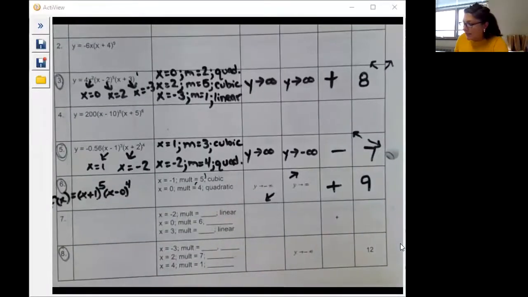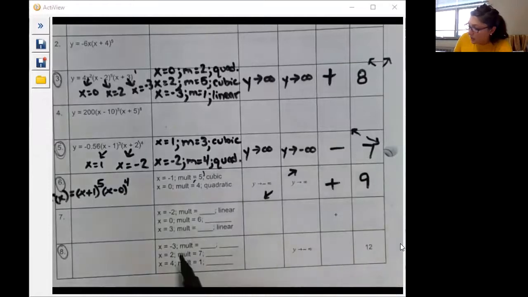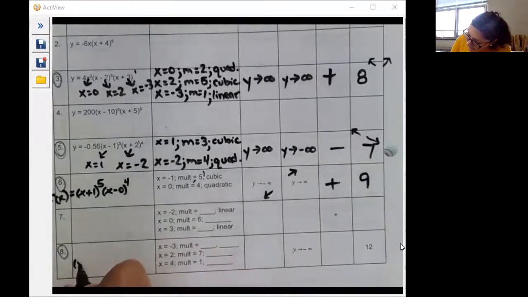Okay, so let's take a look at number 8 now. We know where the x-intercepts are, so I can write those factors. I have an x-intercept at -3. That means I would have x plus 3 as a factor, but I don't know its exponent. So I'm going to leave that alone for right now.